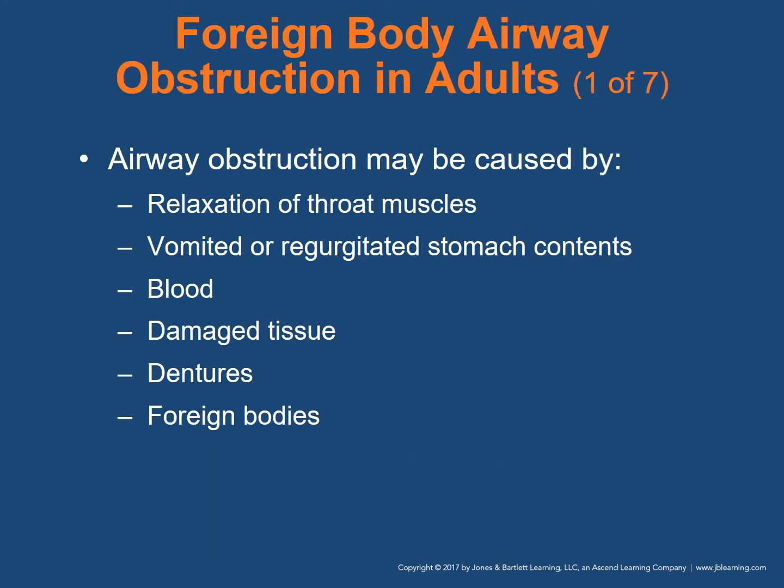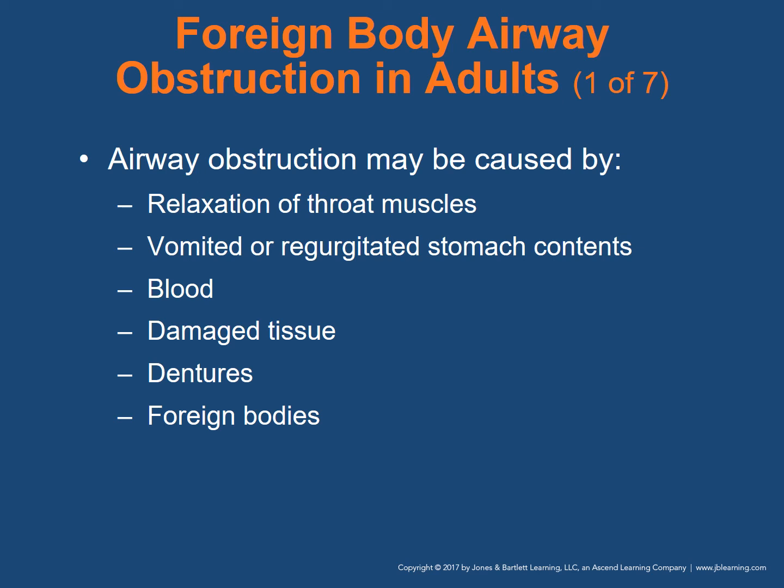Foreign body airway obstruction in adults. Airway obstruction may be caused by relaxation of the throat muscles, which means that the tongue is going to fall into the back of the throat. Remember, we talked about how the tongue is the most common form of airway obstruction in adults. And if you go unconscious and you are laying supine, it is very easy for your tongue to relax and to fall into the back of the throat, causing a blockage.